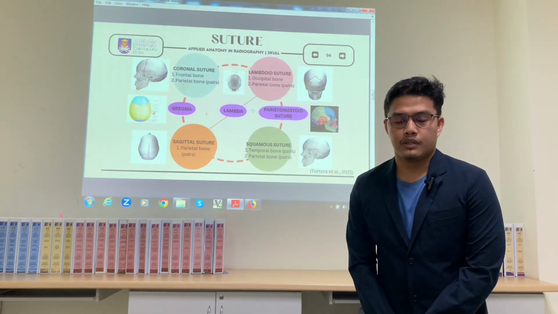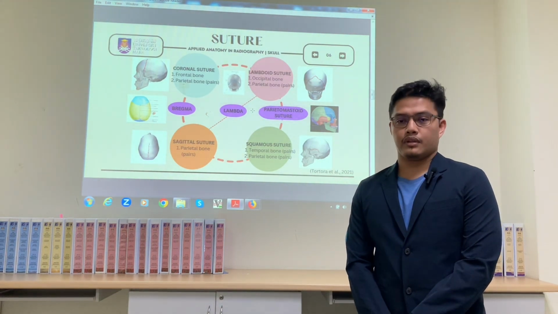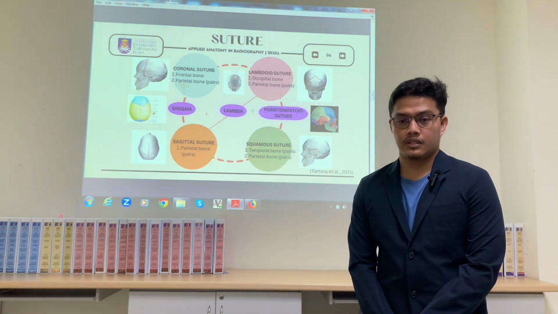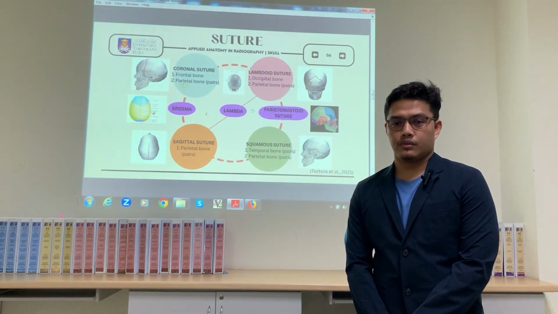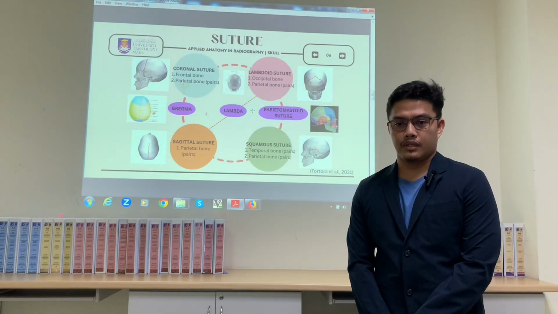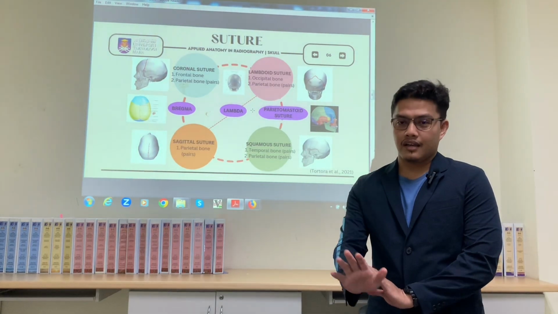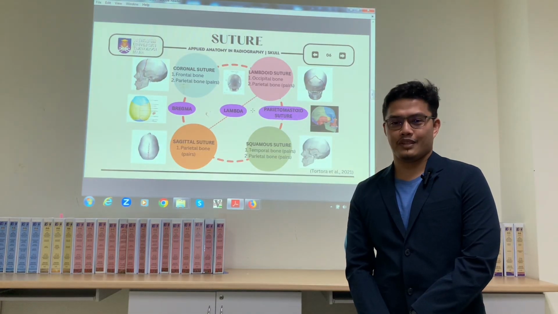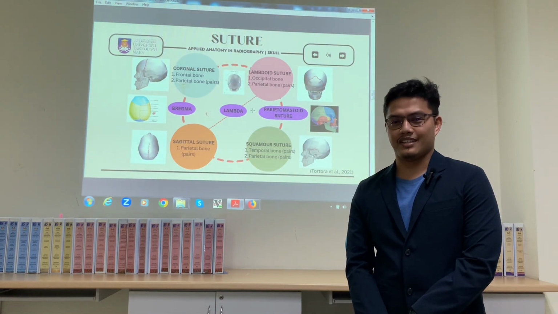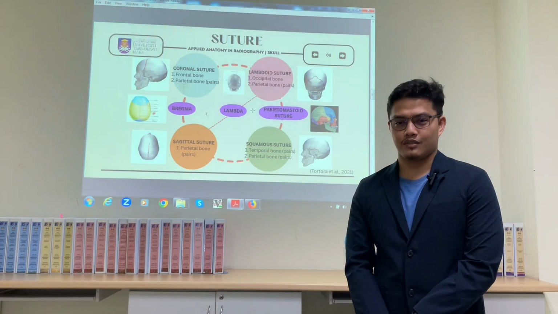There is an articulation between both parietal bones. And then we have a squamous suture, which is the articulation between the temporal bone and both of the parietal bones on both sides. And then we have bregma. Bregma is the junction between the articulation of the coronal suture and the sagittal suture.